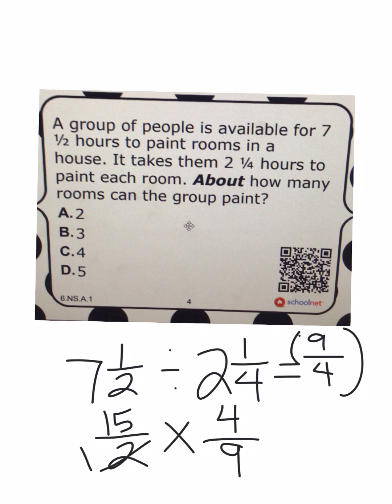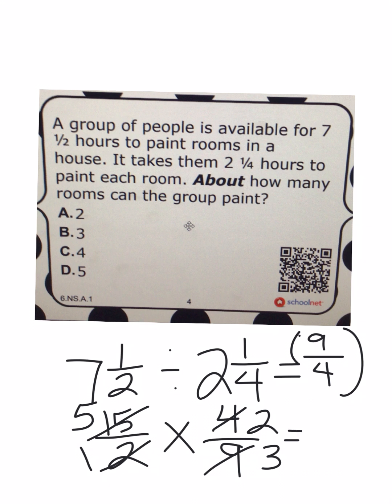Everything will now cross cancel. 1 and 2. 2/4 is 1/2. 9 and 15 will also cross cancel. 3 will go into 9 3 times. 3 will go into 15 5 times. So 9/15 is the same thing, or equivalent to 3/5.